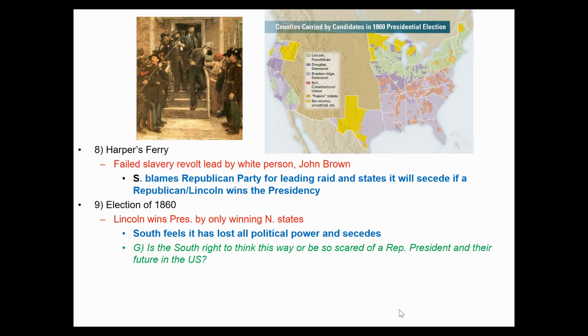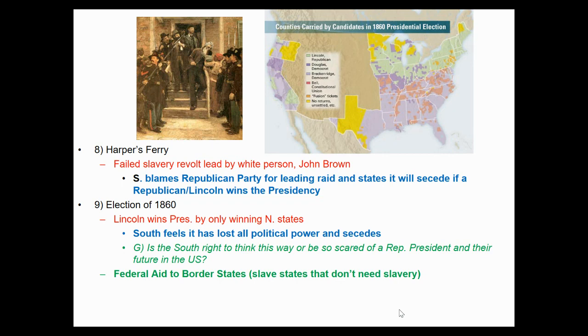So is the South right to think this way, that Lincoln and the Republicans becoming president means that their way of life is going to end and they have a good reason to secede? And the answer is yeah. If you're a Southerner, they are thinking the right way.